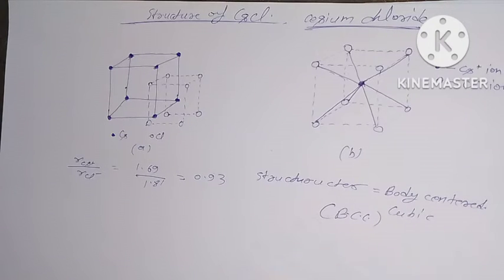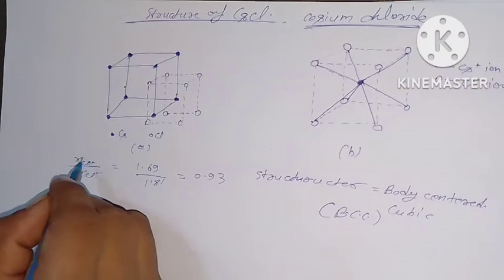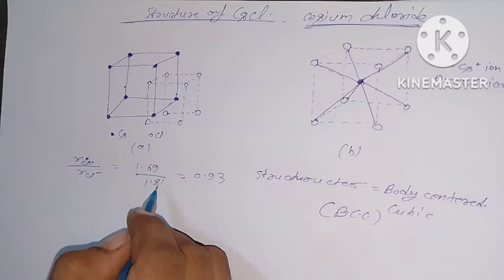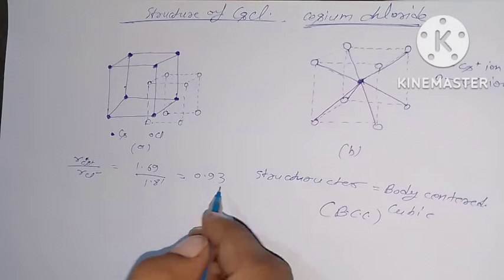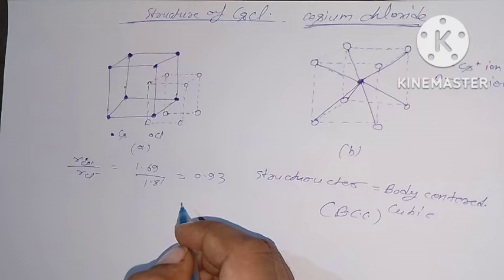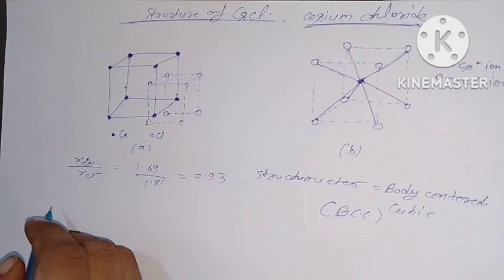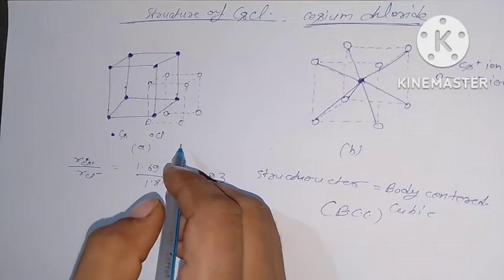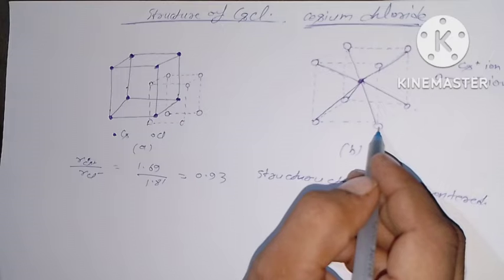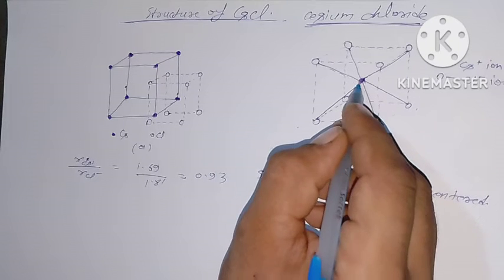In cesium chloride, the radius ratio of cations, Cs positive ions, and anions, chlorine ions, is 1.69 upon 1.81, equal to 0.93. Then on the basis of the radius ratio value, its structure should be body centered cubic, BCC. The chlorine negative ions are present at the corners of the cube, and cesium ions at the body center of the cube.